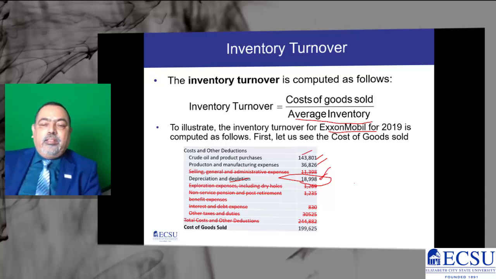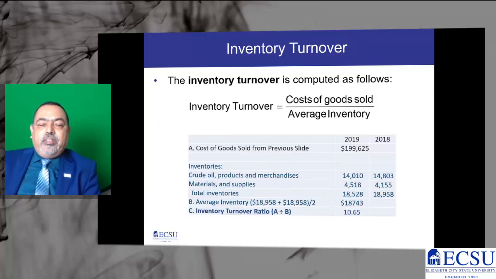So if you add this figure here and this one, you calculate that as 199,625. Now, basically, we don't want to include general office and selling and distribution expenses as part of cost of goods sold. That's not a cost of goods sold. So we calculated cost of goods sold to be 199,625 million dollars divided by the average inventory.